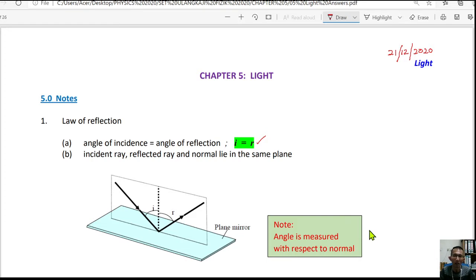And I put a note here. Make sure that when you measure the angle, it must be measured with respect to the normal. Meaning if this is your incident ray, then the angle must be measured from this ray to the normal. This is your incident angle. The same goes for the reflected ray: the angle is from the reflected ray to the normal. That's how we measure the angle, always with respect to the normal.